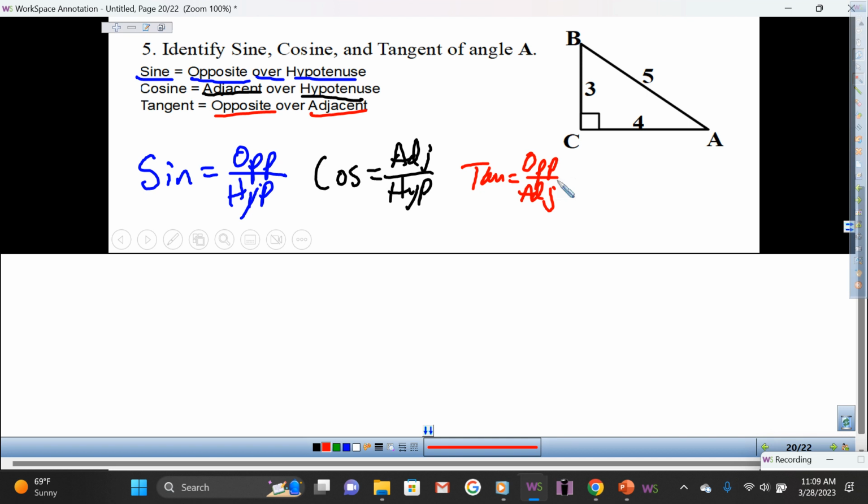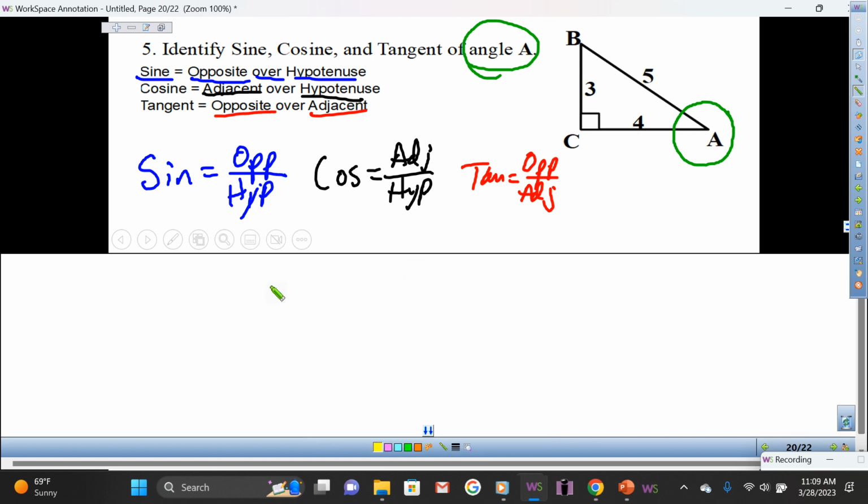Once we have our fractions and our equation set up, now we need to look at what angle they want us to focus on. So let's see, what angle are they asking us to focus on? Angle A. So you're going to circle angle A, and you're going to be looking at each equation through the lens of that angle. Okay? And once again, look up, please. Each equation has two sides.